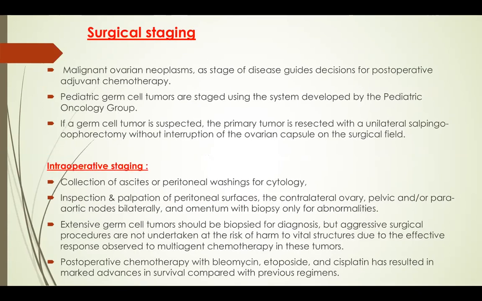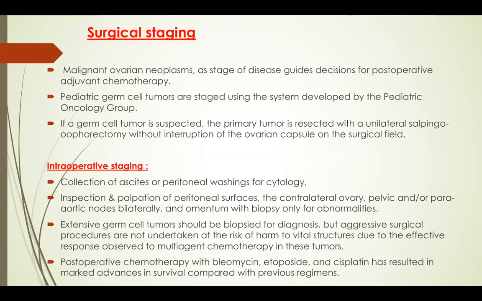Okay, so when we were dealing with benign masses, we were talking about cystectomy. What about when we are talking about malignant? At this stage, we need surgical staging. It is done for malignant ovarian neoplasm. Why? To make the decision for any post-operative adjuvant chemo or radiation.